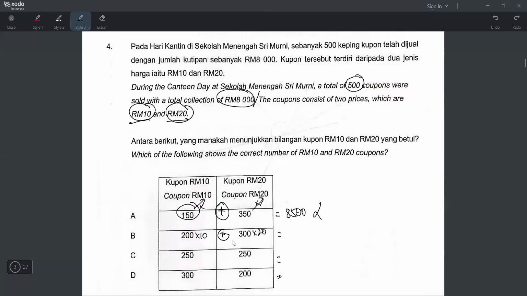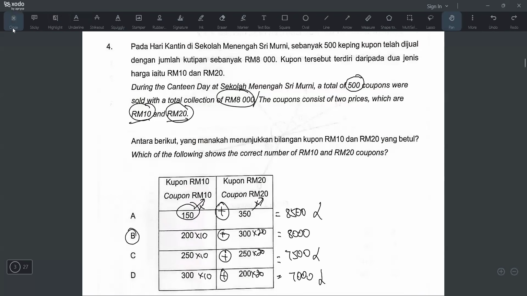All right, use your calculator and you will get 8,000, and it's very clear lah. This is the answer lah. Yeah. Okay, the C and D confirm salah already, but I will try it also. Times 10, this one times 20, and then plus this one you get 7,500, which is not 8,000. And then 300, this one also do the same, times 10, this one times 20, and then plus, and you will get 7,000. Yeah, so the answer is very clear here. It's B boy. Okay, yeah, total collection 8,000 is B boy. All right, that's it.